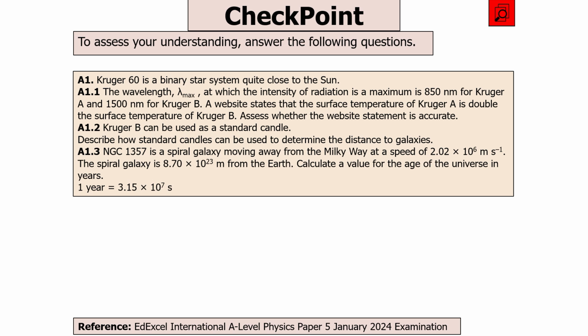Then NGC 1357 is a spiral galaxy moving away from the Milky Way at a speed of 2.02 times 10 to the 6 meters per second. The spiral galaxy is 8.7 times 10 to the 23 meters from the Earth. Calculate a value for the age of the universe in years. So pause the video now, then unpause the video when you want to go through your answer.